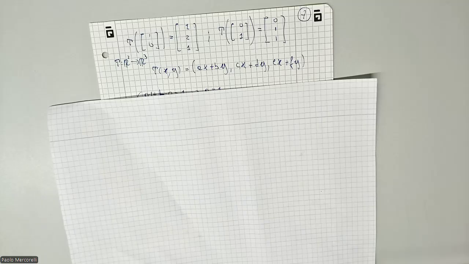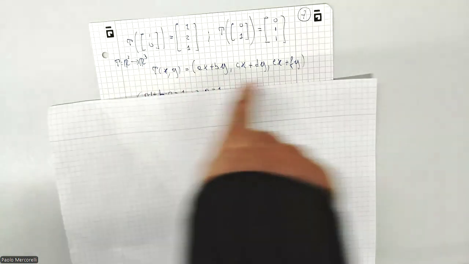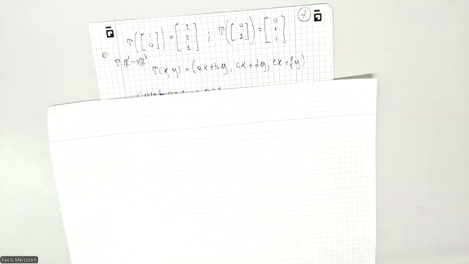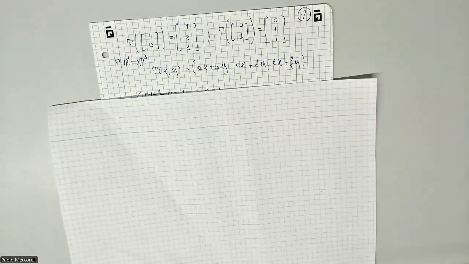And again, the more explicit interpretation: T(X,Y) is equal, now we know everything about that, no? (AX+BY, CX+DY, EX+FY). This is in the data, in the exam text.